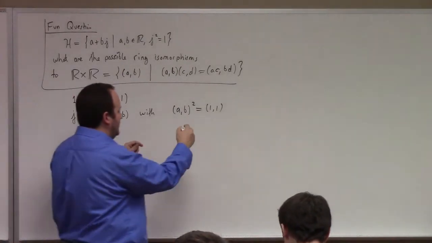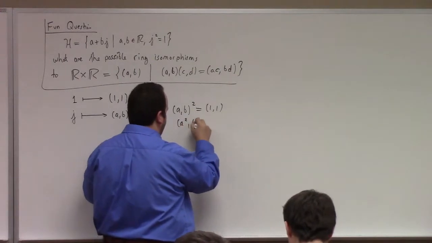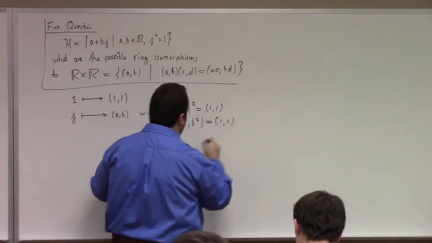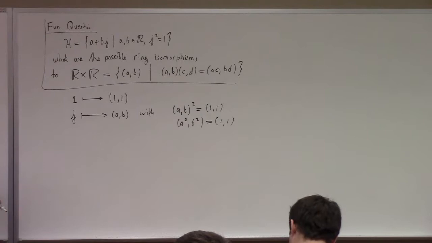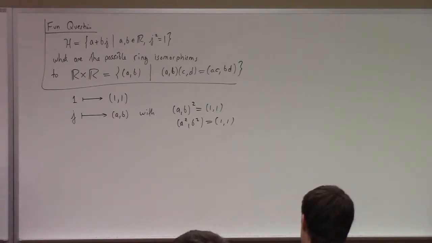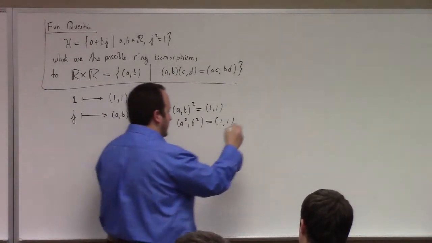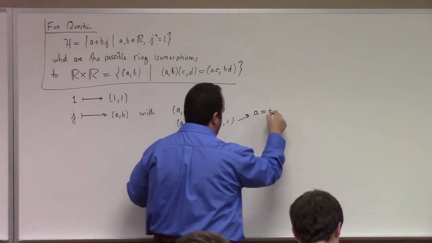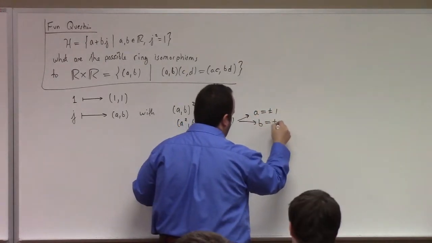So this gives us A squared and B squared equal to 1, 1, right? And you can solve that. What are the solutions? A and B are real numbers. So this gives us either A is plus or minus 1 or B is plus or minus 1, right?